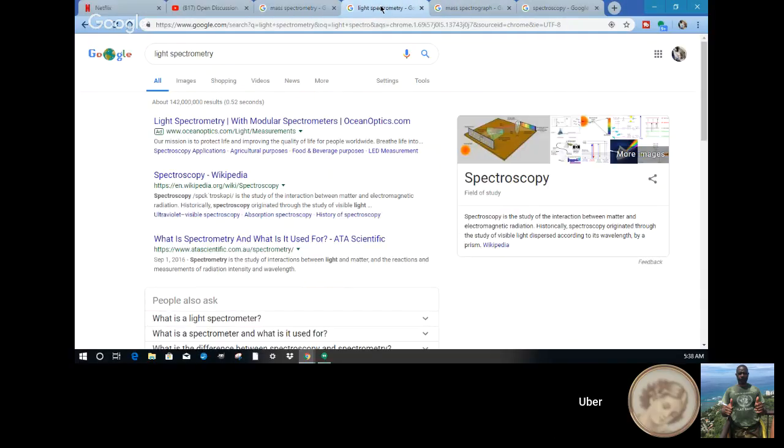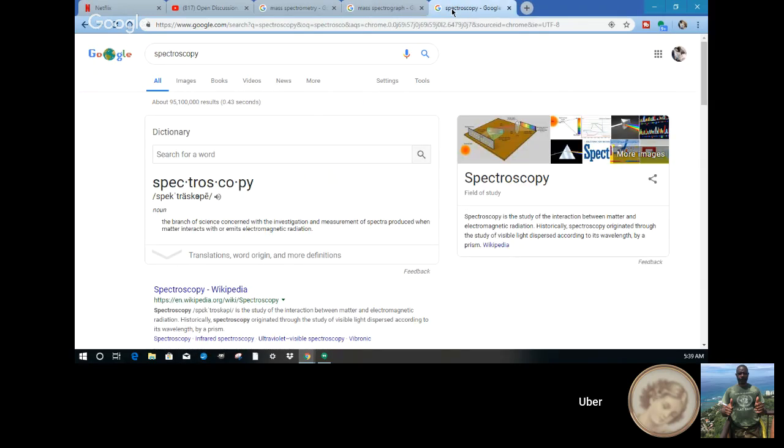Now, light spectrometry. All right. There is nothing. It comes up as spectroscopy. See? Okay, so let's get rid of that one and move over to spectroscopy. Spectroscopy is a study of the interaction between matter and electromagnetic radiation. Between matter and electromagnetic radiation. Matter.